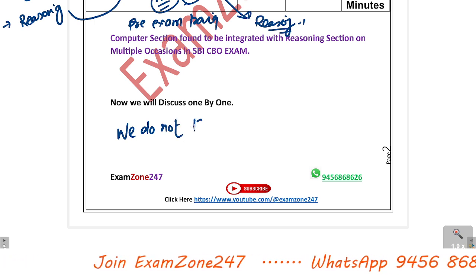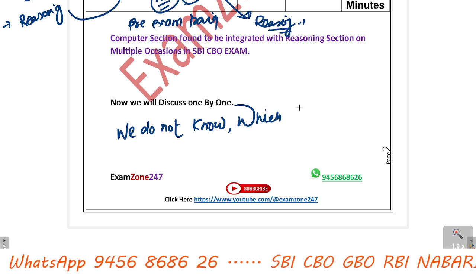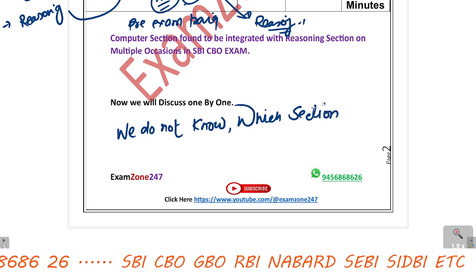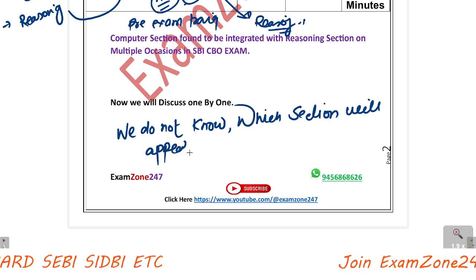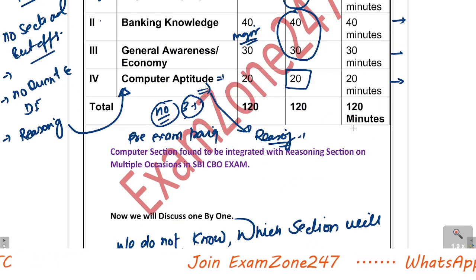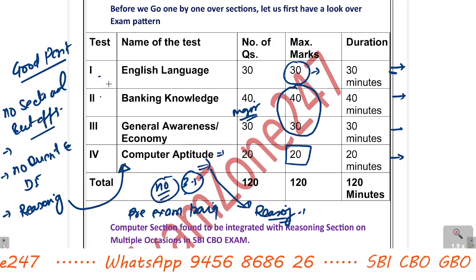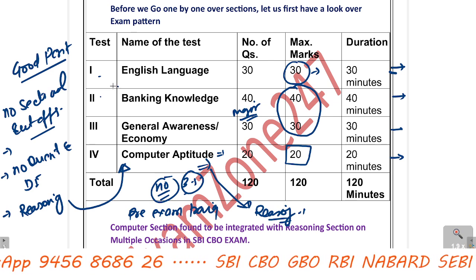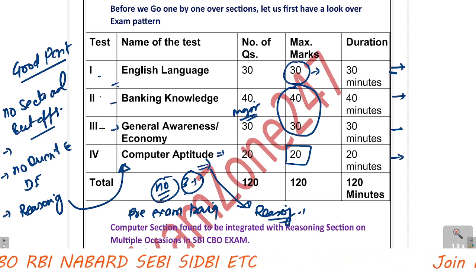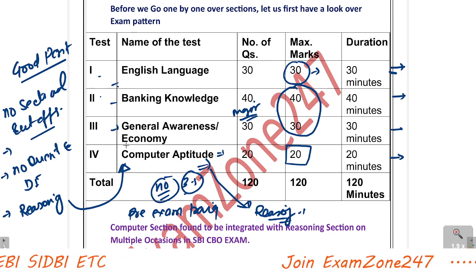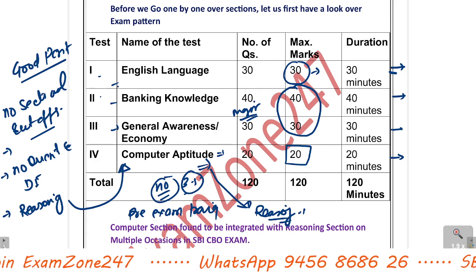We do not know which section will appear first. Okay, as sectional timing is there, but when such a type of exam is there, we do not know whether English will come first, banking knowledge will come first, general awareness will come first, or computer aptitude will come first. In this case, we will be discussing one by one what to do if each section comes first.